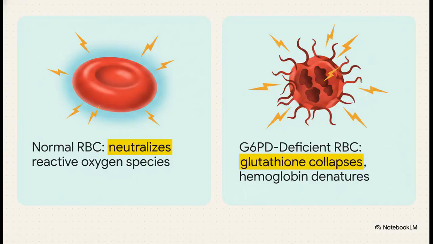Let's put a normal state right up against a deficient state. In a healthy red blood cell, reactive oxygen species get neutralized instantly, no problem. But in a G6PD deficient cell, NADPH production just plummets. The cell's glutathione reserve completely collapses the second it faces oxidative stress. And without that shield, unneutralized reactive oxygen species just run rampant. They oxidize and denature hemoglobin, cross-link with membrane proteins, the cell membrane gets incredibly stiff, loses its deformability, and finally it ruptures. Boom. Severe hemolysis.